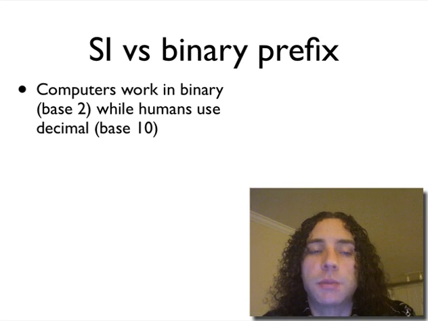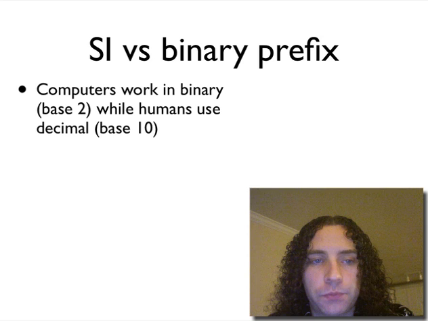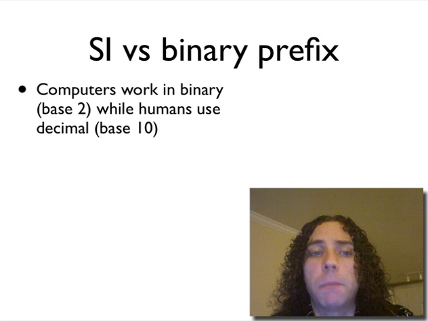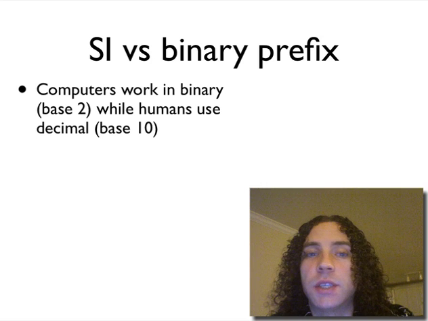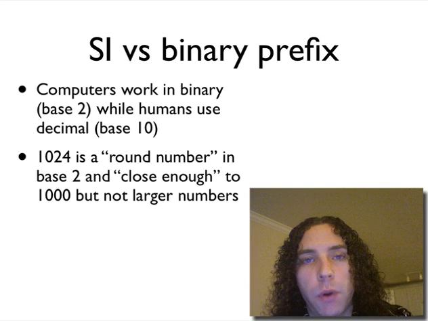So this brings us to SI units versus binary approximation units. Computers work in binary, base 2, but humans tend to use decimal, or base 10. Now, a round number in decimal, like 1,000, is not necessarily a round number in base 2. In fact, the closest round number in base 2 is 1024.